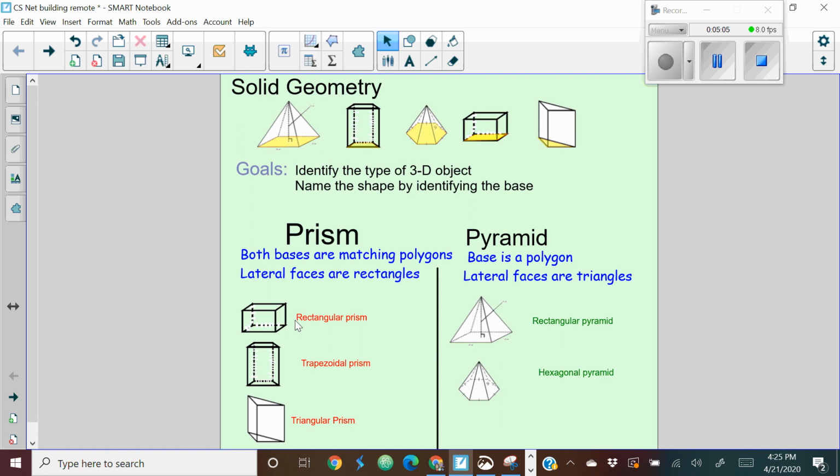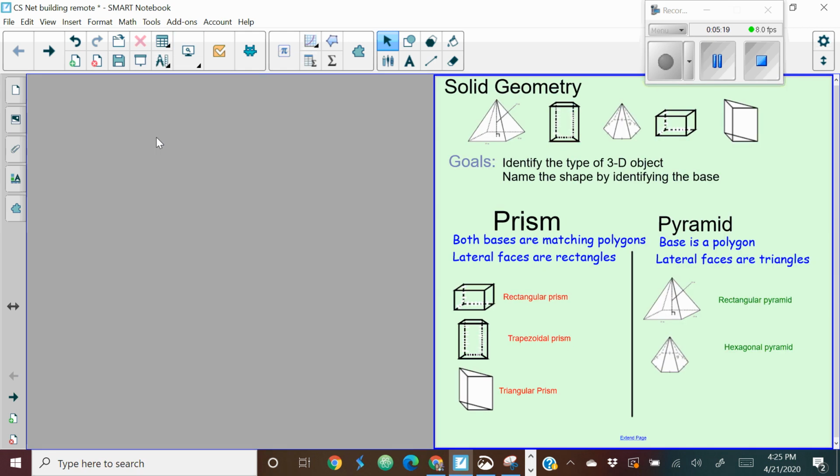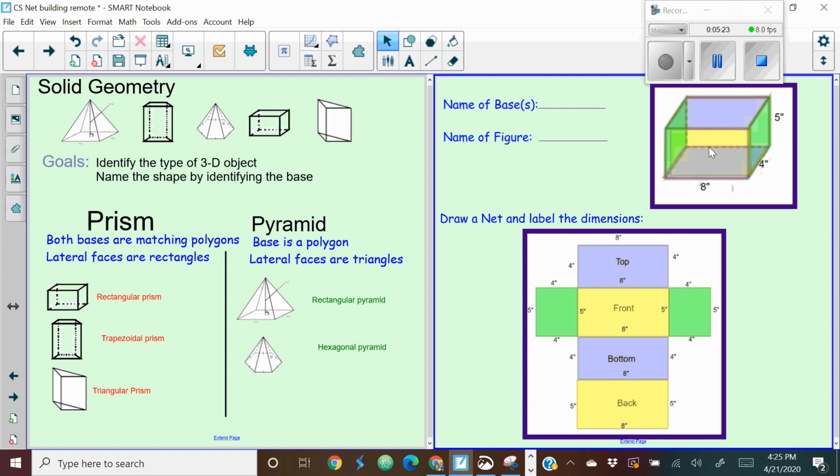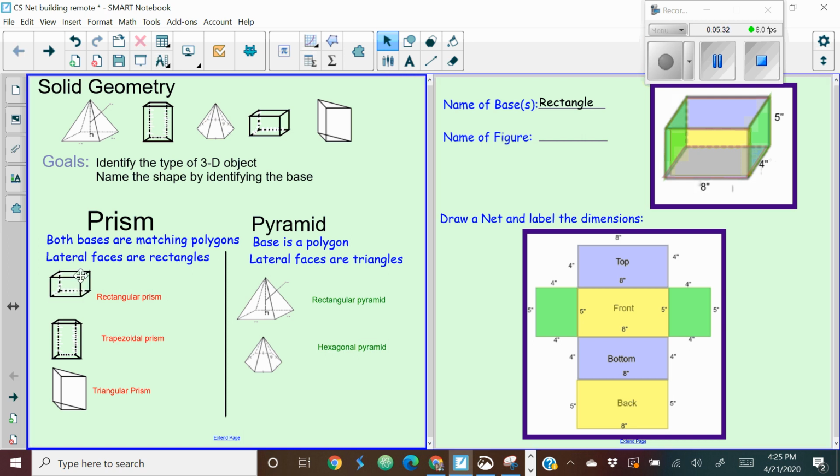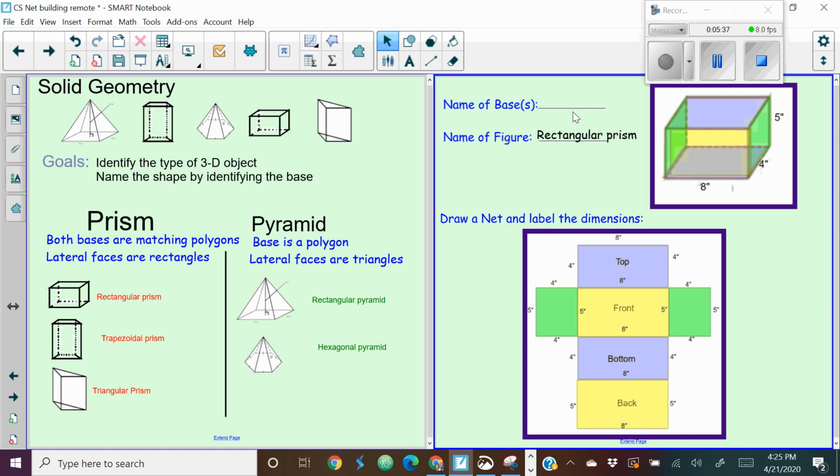So I'm just going to show you some examples of solids and their nets, and we'll practice naming them, and then we'll have you start an activity. If you look at this next slide here, this shape right here has a rectangle base, just like the shape over here on the left. So we're going to call that a rectangular prism.